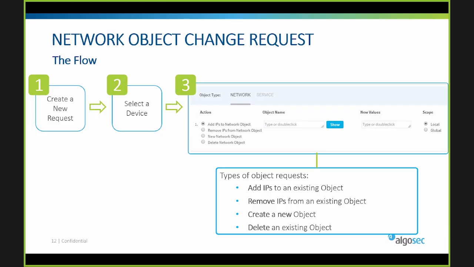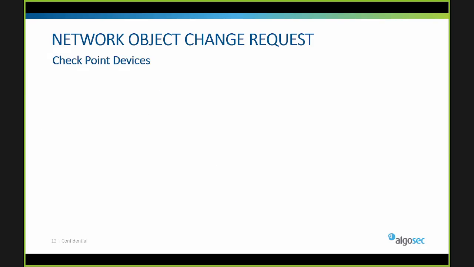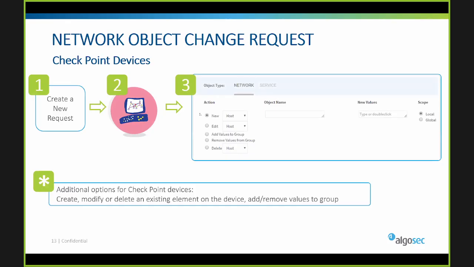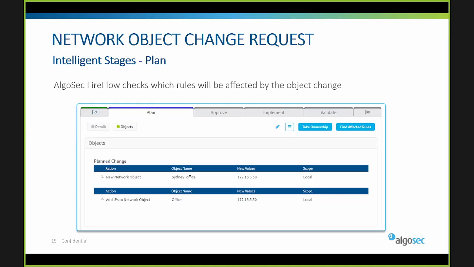So let's follow on through. So this is our change request. Check Point has a slightly wider range in that you can create host groups, and you can add values and remove values from a group. Then we get to the plan stage. No traffic simulation query. There's nothing really to plan here, but we're just showing in the plan stage the changes that we want to make.